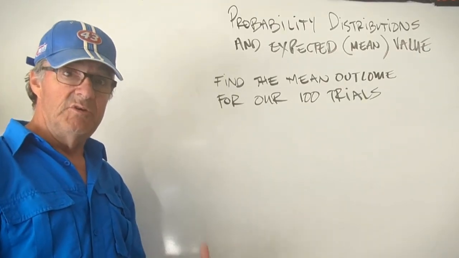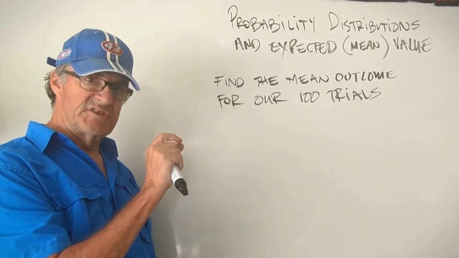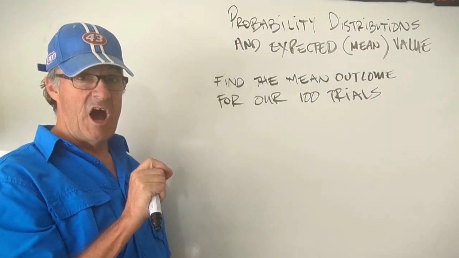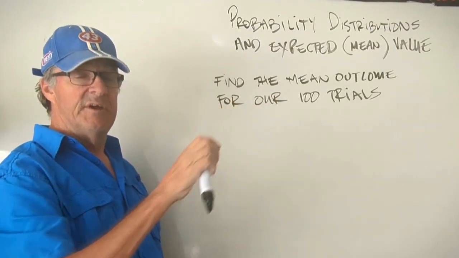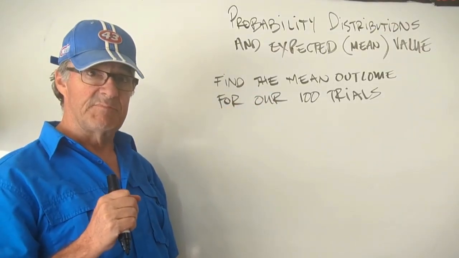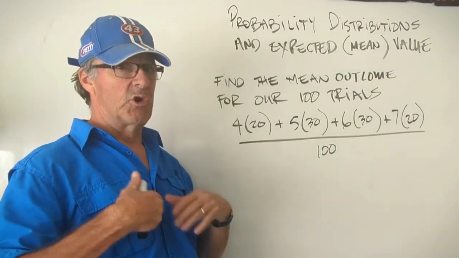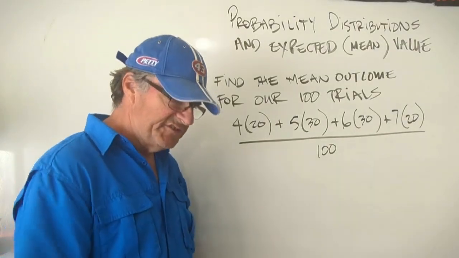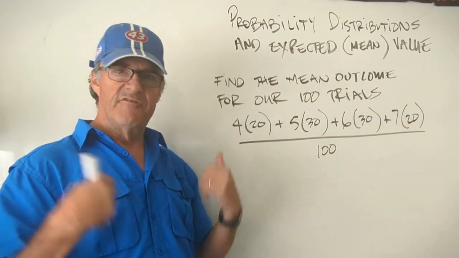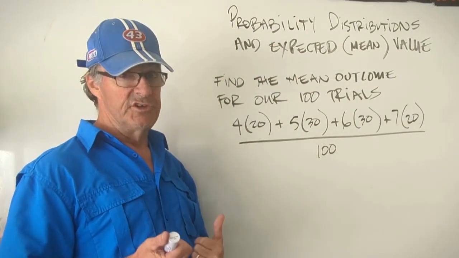So what is the mean or the average outcome for that experiment? What we're going to do is multiply the number of the result times how many times we got it, add all those up, and then divide by 100. So this is a straightforward average or mean calculation. You just add up all your results and you divide by how many results you have, and that gives you your average or your mean.